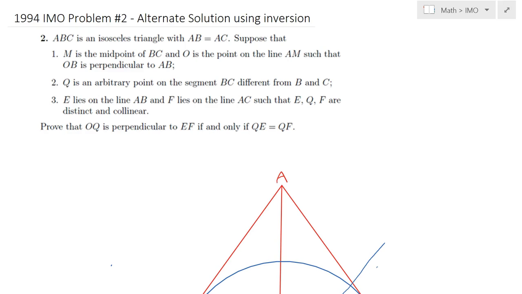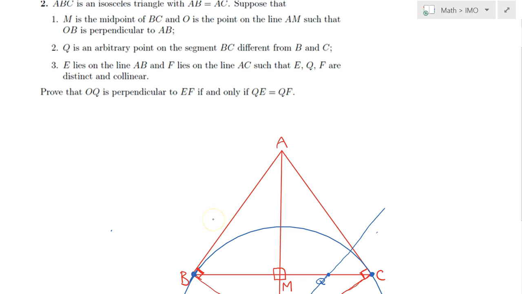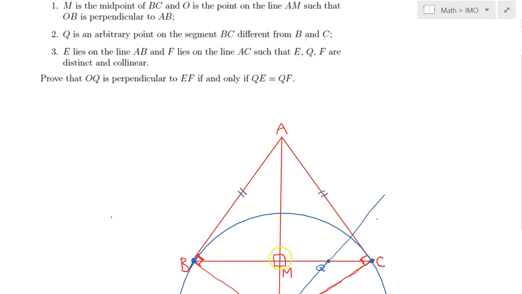Hello everybody, in this lecture we will be providing an alternative solution using inversion for 1994 IMO problem number 2. We are given a triangle ABC such that AB and AC are equal, so this is an isosceles triangle. M is the midpoint of base BC, as a result BM is equal to MC as well.